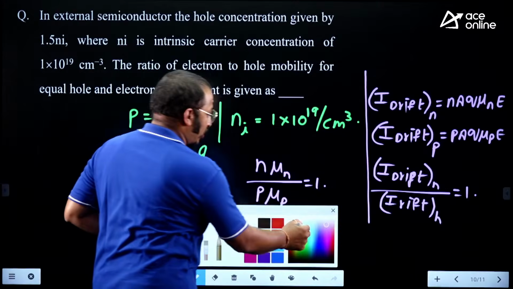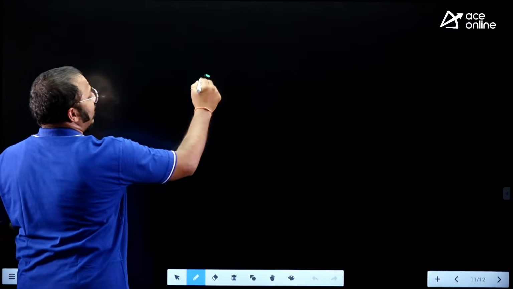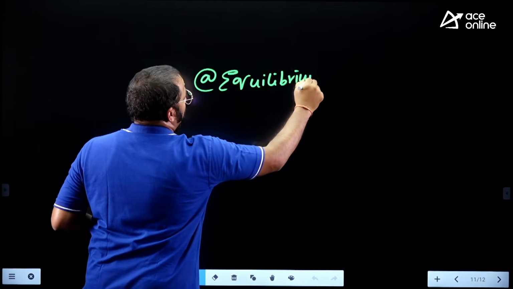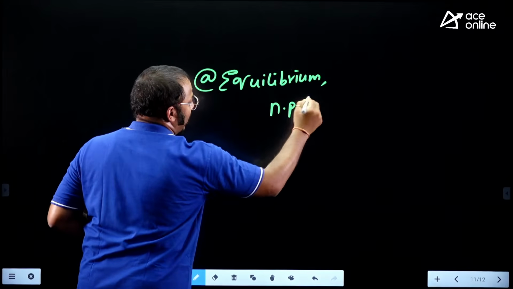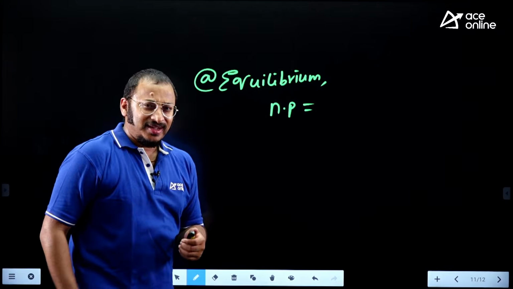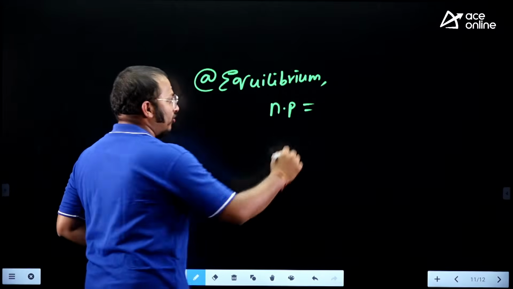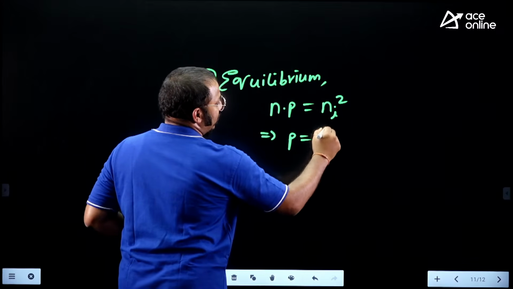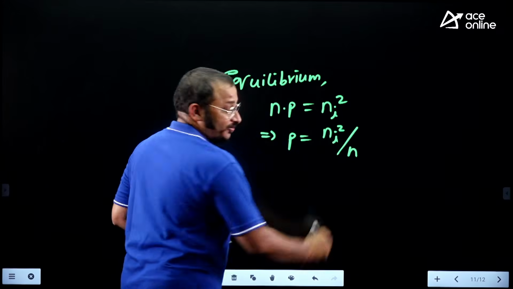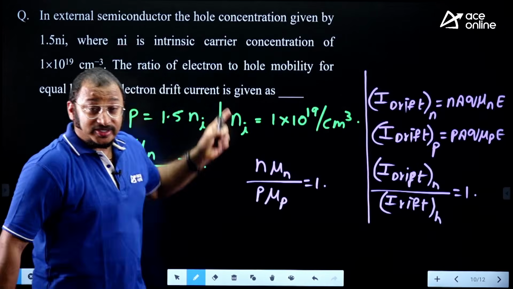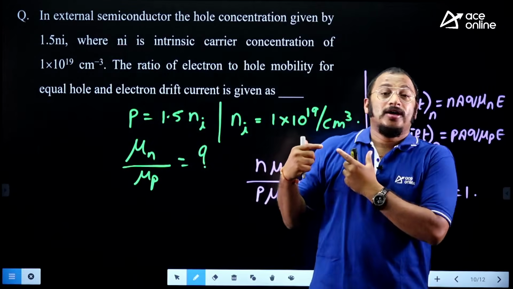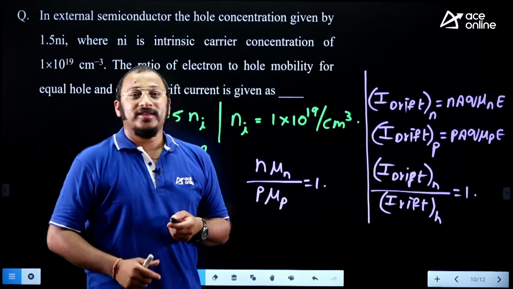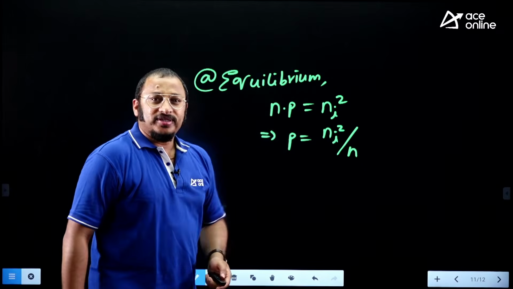Guys, you can understand that at equilibrium, the mass action law can be implemented. The product of electron and hole concentration at a given temperature is constant. So n dot p is simply equal to what, guys? Ni square. Therefore, p is equal to Ni square by n. To solve this, I'm using the condition of equilibrium. That is very important.